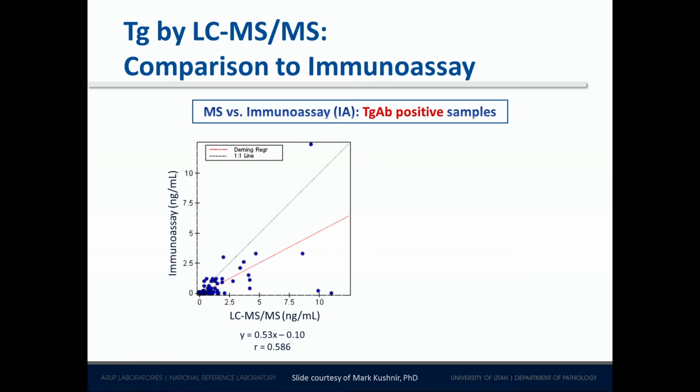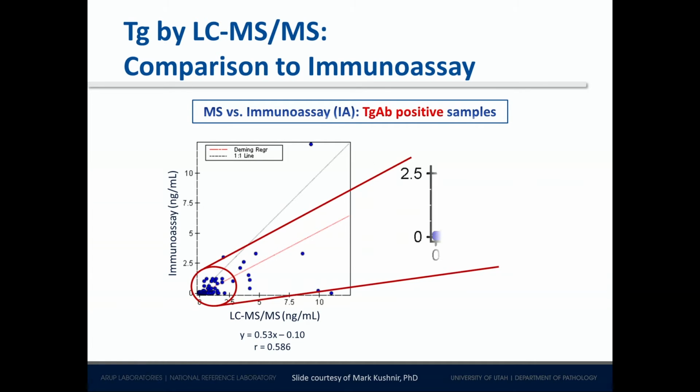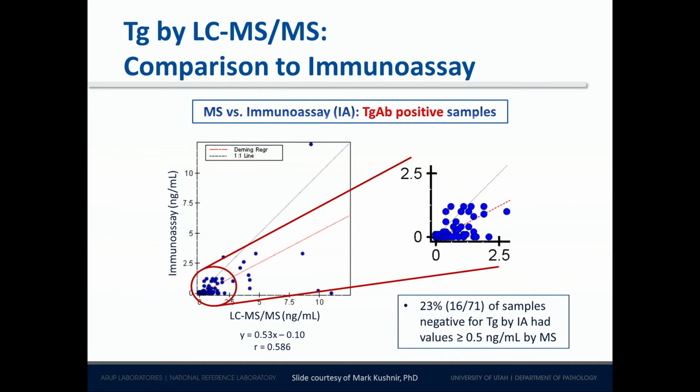Again, if we zoom in just on those low concentrations, we see that mass spec is actually able to report values in a large number of samples that were considered negative by immunoassay. So all those data points that lay flat on the bottom of the graph. We actually saw that almost a quarter of samples that were negative by immunoassay had values that were above 0.5 nanograms per mL by mass spec.